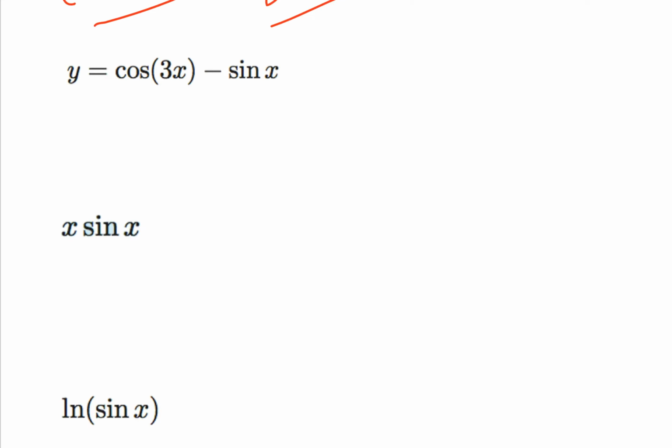Cosine 3x minus sine x. So again, we have another chain rule right there. So that's inside the cosine. So take the derivative of the outside. The derivative of the outside of cosine is negative sine. Cosine only has a negative derivative. Leave the inside alone, then times by the derivative of the inside. Over here, derivative of sine. Hey, look, a basic one. Derivative of sine is cosine.